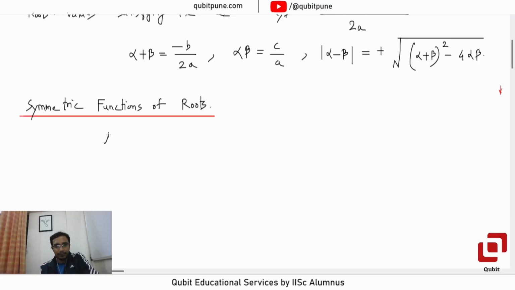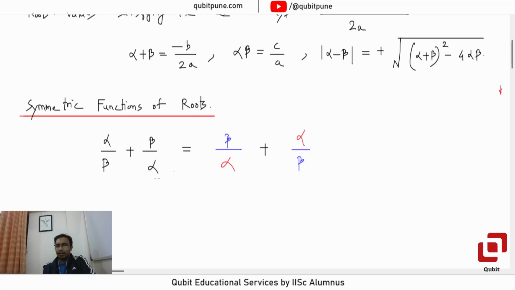Take for example alpha by beta plus beta by alpha. Now, if the positions are interchanged, then beta will come here and alpha will come here and here. Did it change the function? It did not. Okay, so that is an example of a symmetric function, and we can always express any symmetric function in terms of the sum and the product. Okay, yes?